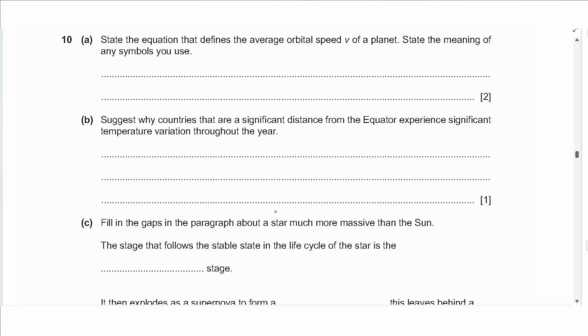Question 10a says, state the equation that defines the average orbital speed v of a planet. State the meaning of any symbols you use. So the speed is equal to distance divided by time, but the distance here is the circumference of the orbit. So 2 pi r over t, where r is the radius and t is the orbit period or periodic time.